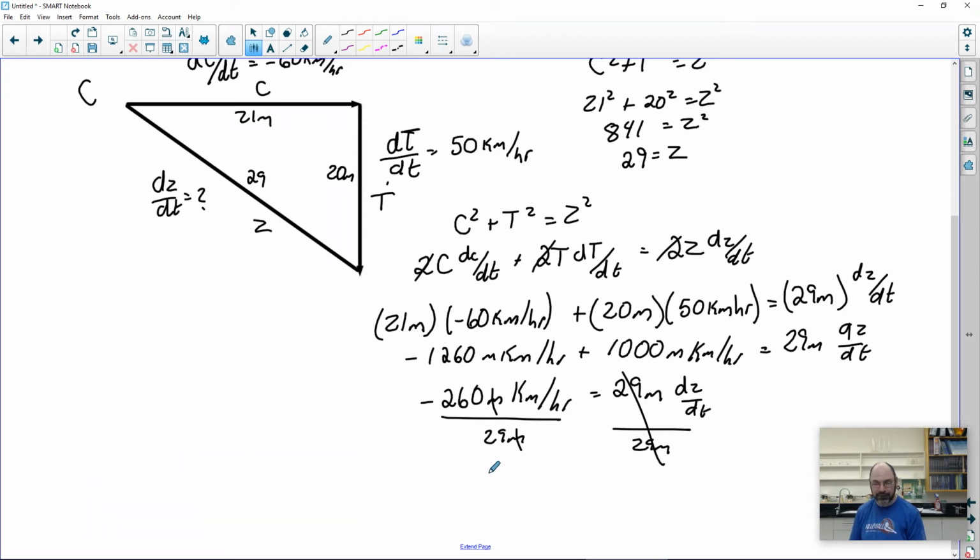So we have negative 260 divided by 29. That means negative 8.97, we'll say. So we got negative 8.97 kilometers per hour. That means they are approaching each other, because the rate is negative, meaning they're shortening their distance. Okay, and there's a situation using that example.